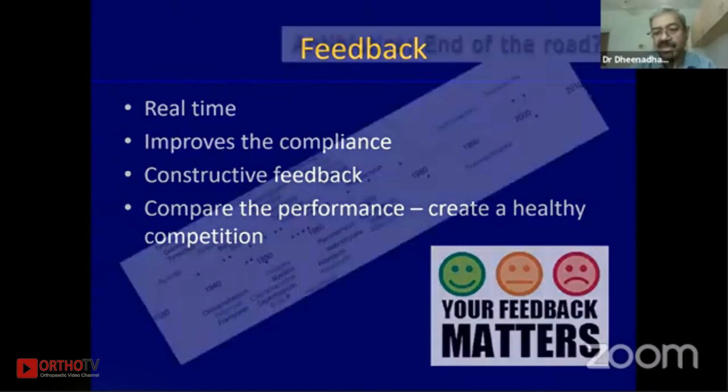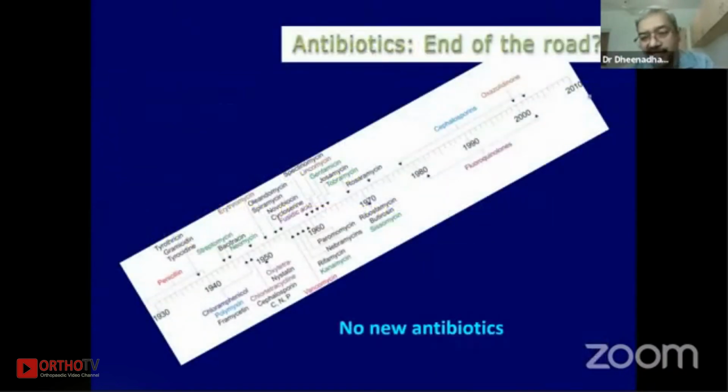So why we need to monitor surgical site infection by all multimodal activities and teamwork is because if you look, a lot of antibiotics came up to the 1970s. After that, there are no new antibiotics coming up. So you have to be very, very careful. About a year ago, the superbugs theory came up. There were a lot of superbugs they were thinking of. The resistance is higher, and it is going to be a real problem.